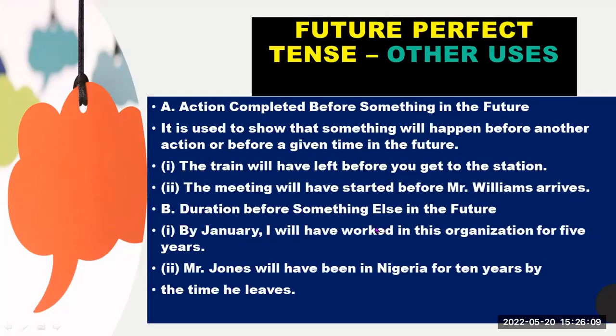Now let's look at other uses of the future perfect tense. A, action completed before something in the future. It is used to show that something will happen before another action or before a given time in the future, as earlier noted. But let's look at other examples. Example one, the train will have left before you get to the station. You know, the speaker has noticed that the listener is rather departing late. So the train will have left before you get to the station.